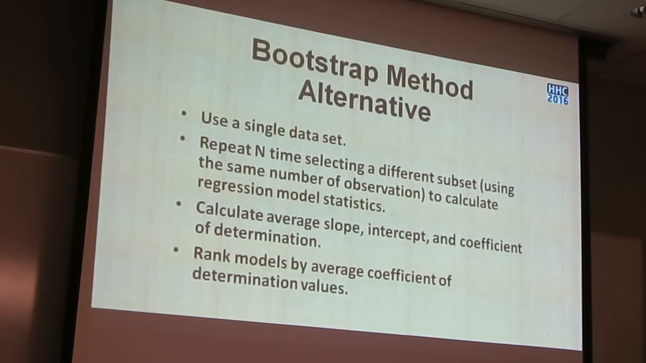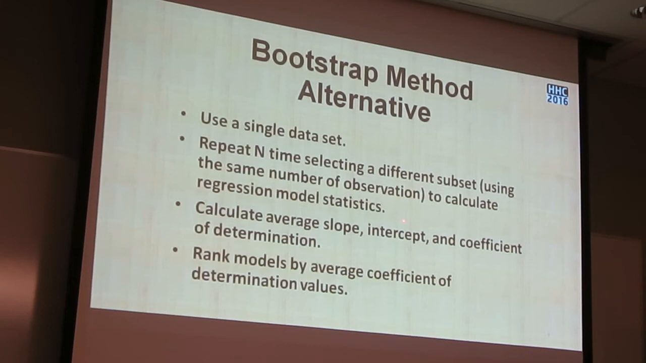Now, I'm also suggesting another method, the bootstrap method. Unlike the regular machine learning, we use a single data set. And in bootstrap thinking, we repeat n times, selecting a different subset. And each subset has the same number of observations to calculate the regression statistics. And then we calculate the average slope, average intercept, and average coefficient of determination for each model. And then we rank models by the average coefficient of determination.